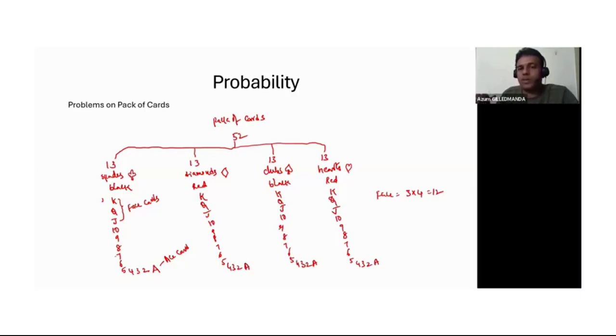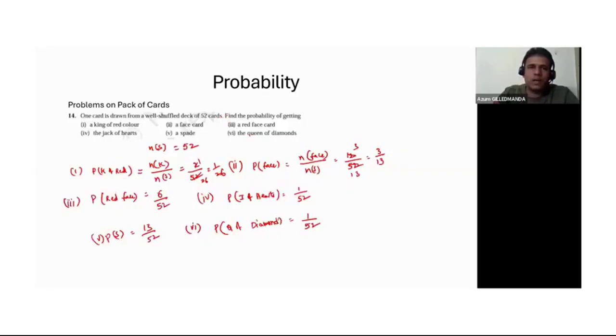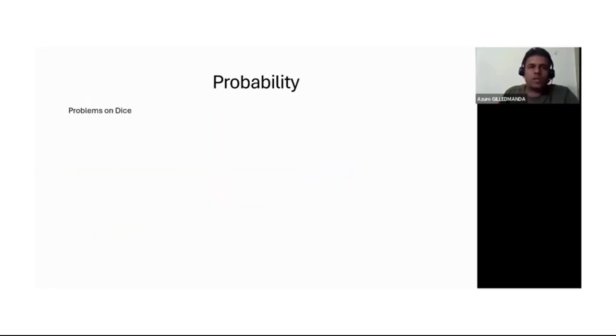What is the probability of getting a face card of diamond? Means 3 by 52, because in each set you will have 3. Likewise, the problems will be asked. Okay. All right. So let's move on to dice problems.